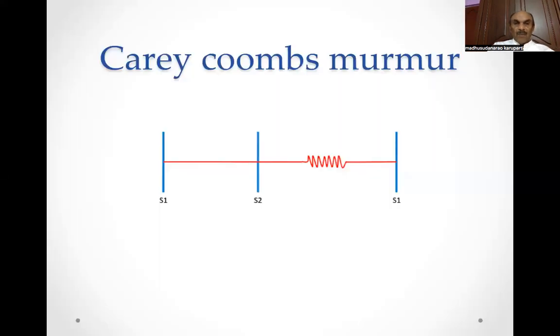This is the Carey Coombs murmur. It is simply a low-pitched murmur heard in mid-diastole without pre-systolic accentuation. There is no opening snap. This disappears with the treatment.